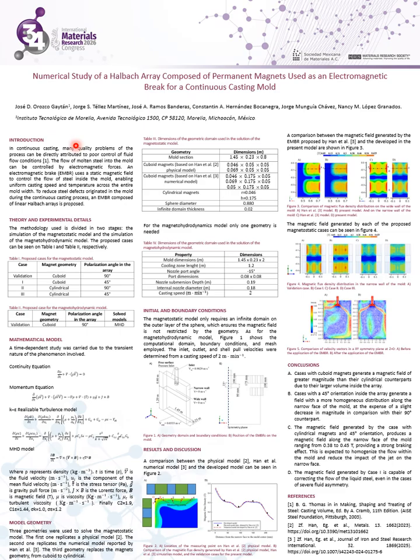According to the World Steel Association, around 96% of the steel produced worldwide is made through the continuous casting process, which is why we study said process. In continuous casting, many quality problems of the process can be directly attributed to poor control of fluid flow conditions. The flow of molten steel into the mold can be controlled by electromagnetic forces, be it by electromagnetic braking or electromagnetic steering.